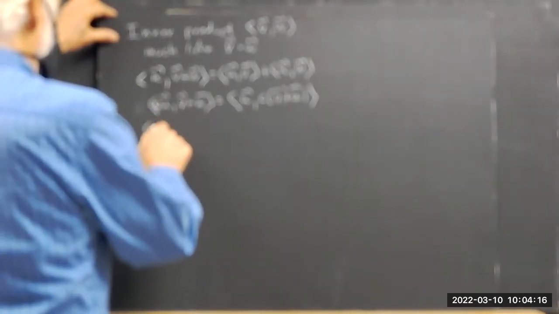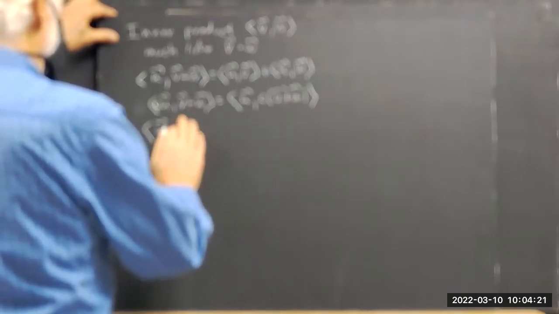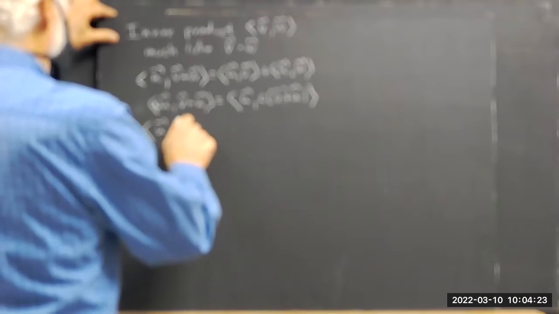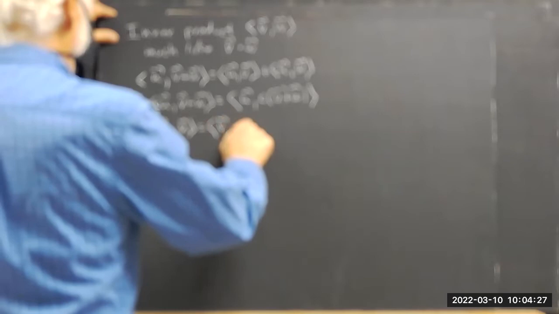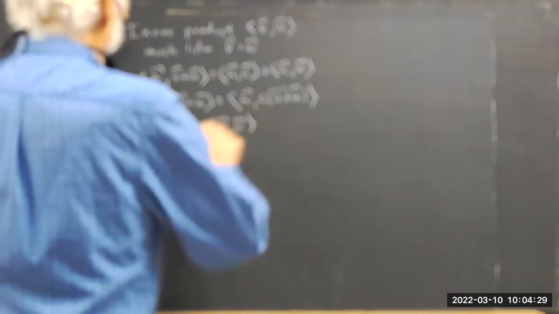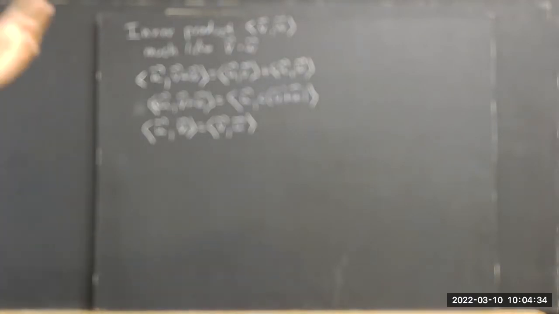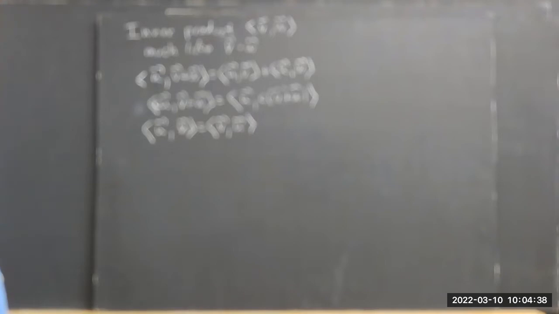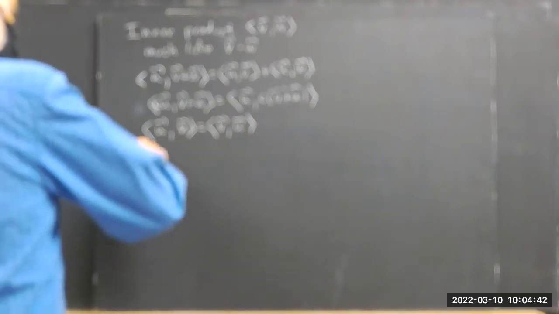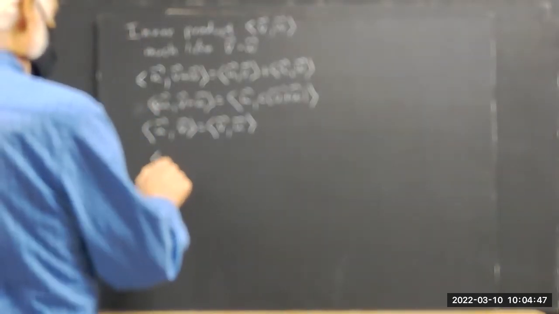Important property is probably the one that's listed first in your textbook. Order doesn't matter. It's like the dot product. Now, this is important. The positive definite property.